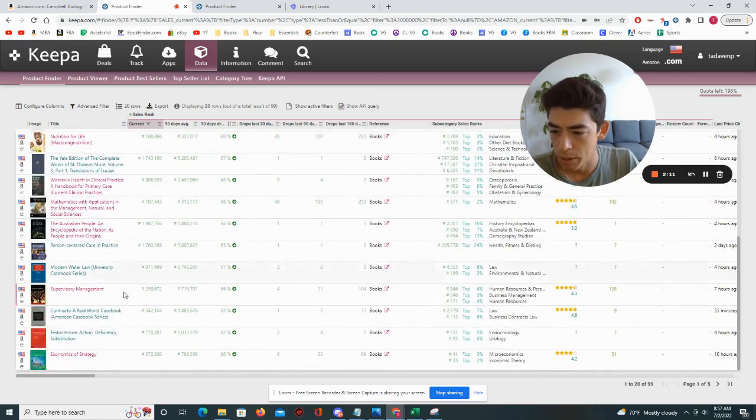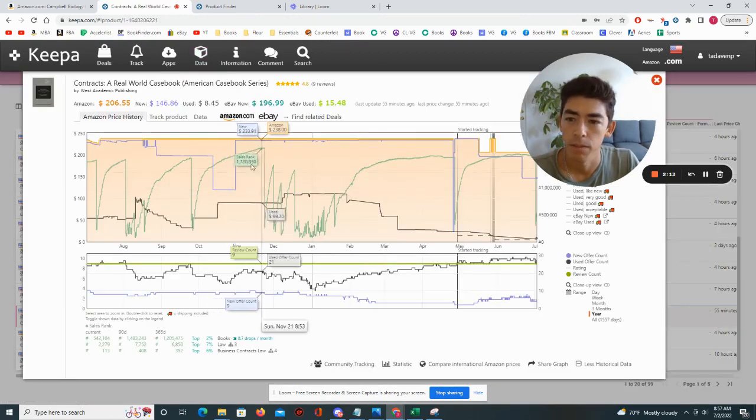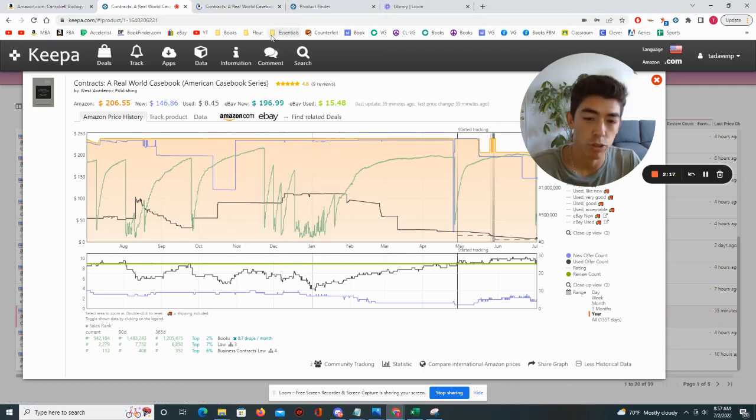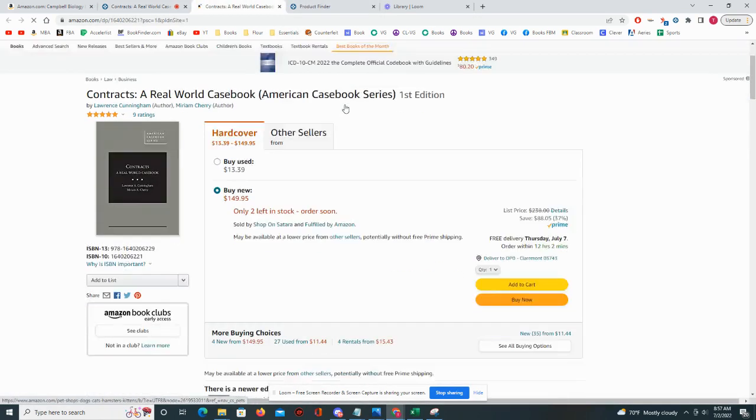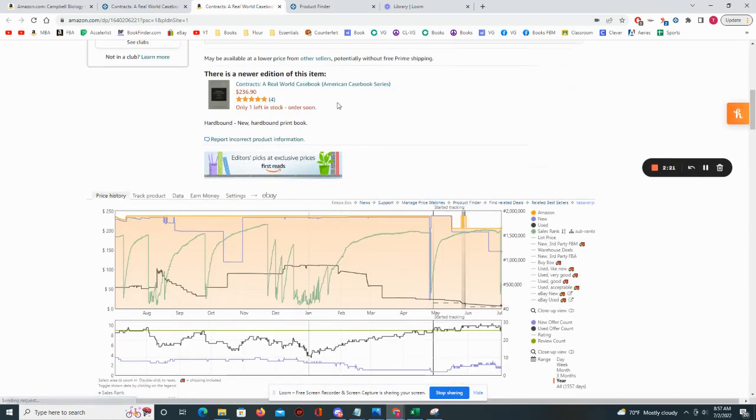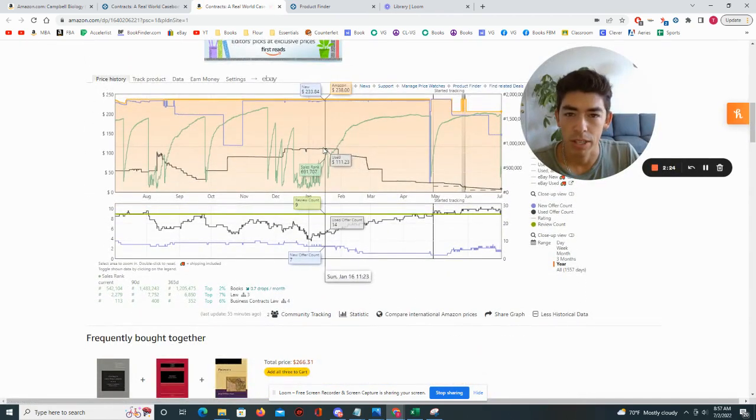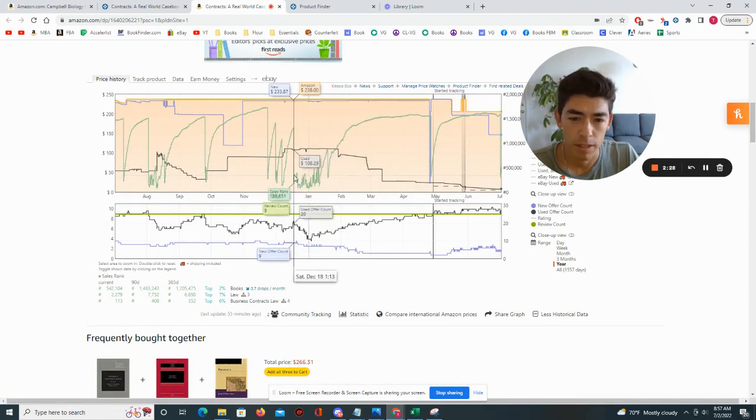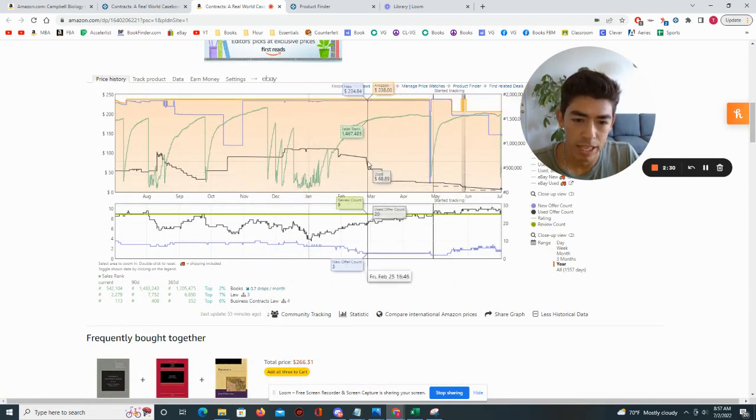So the first one I'm going to look at is this Contracts, a real-world case book. And I'm actually just going to look at this on Amazon, even though you could actually look at it in Keepa. So the first thing to note is that this book was selling for a lot of money in January and December. So that'd be the last textbook season. And recently its price has just plummeted.